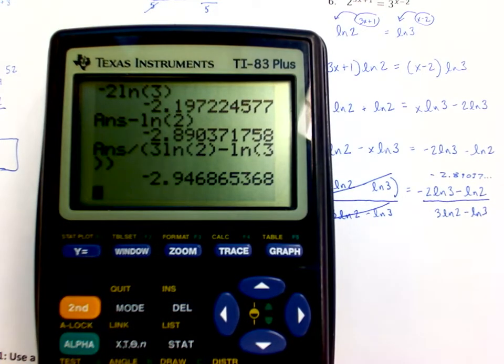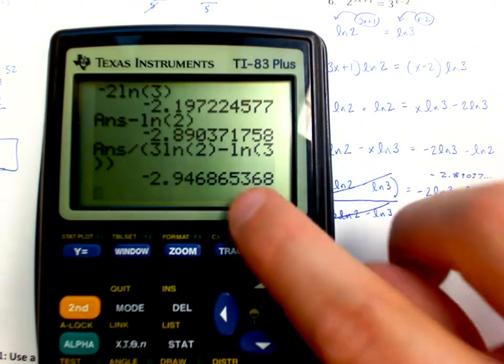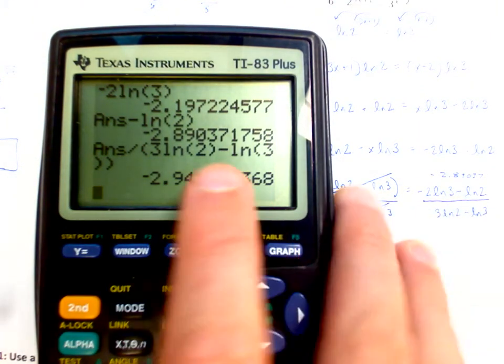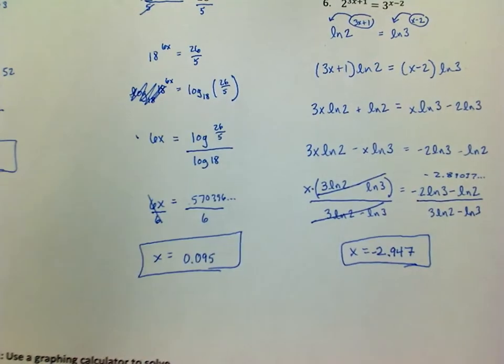And when I type that in, it's negative 2.9468, so it looks like 2.947. I'm going to round up to 7 for the third decimal. X is negative 2.947. Now that is a complicated problem, folks, okay?